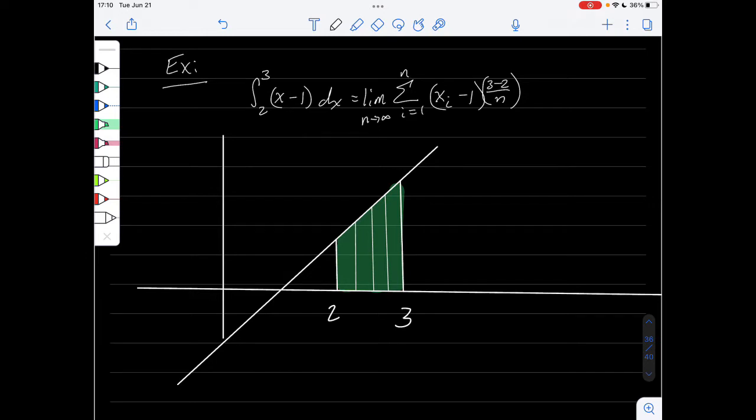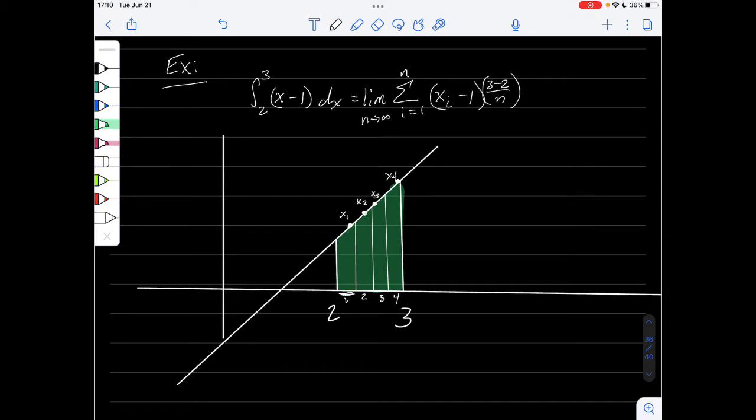This guy's partition 1. This one's partition 2. This partition 3. This partition 4. So x1 lies anywhere in here. So maybe this is x1. And x2 is right in the middle. x3 is a little bit to the left. And x4 is the right endpoint.